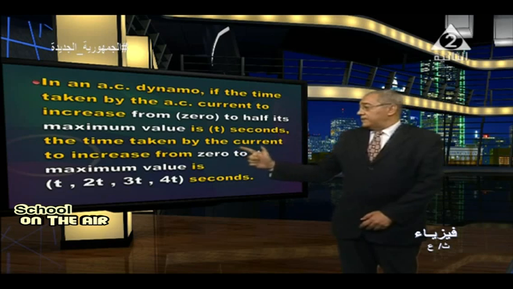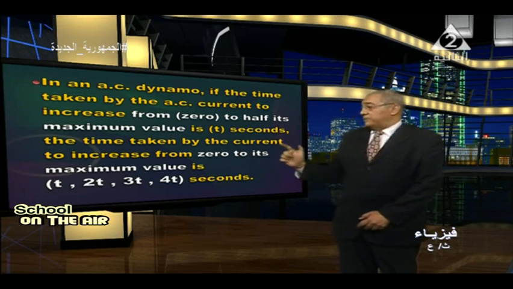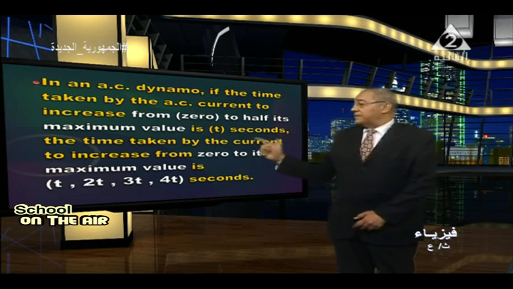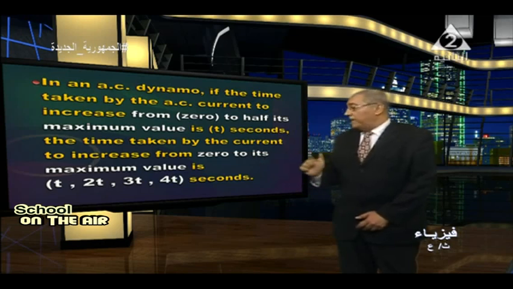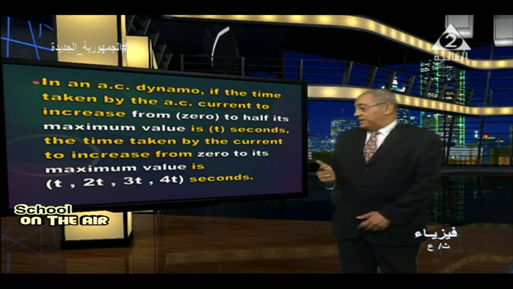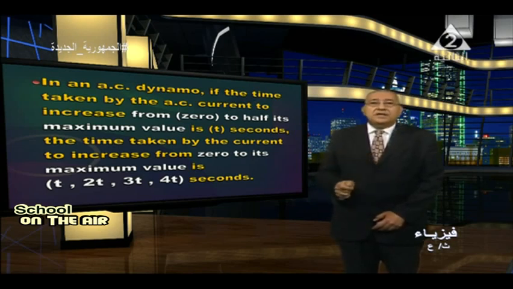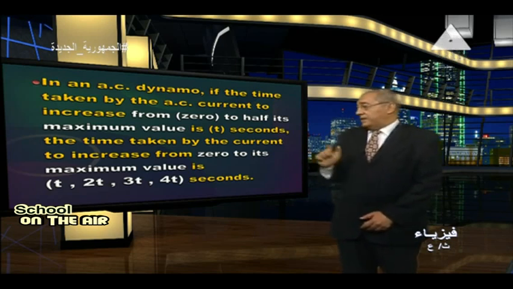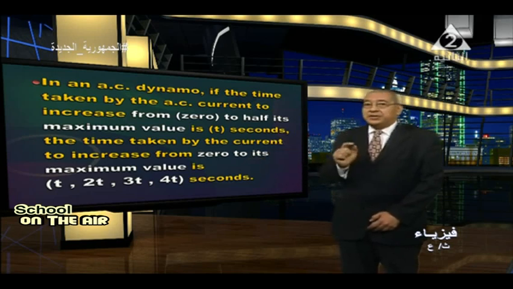In an AC dynamo, if the time taken by the AC current to increase from 0 to half its maximum value is T, the time taken by the current to increase from 0 to its maximum value, is it T, 2T, 3T, or 4T seconds? This is very important piece of information here. Okay, it needs deep thinking, and I'll give you enough time. Is it T, 2T, 3T, or 4T?